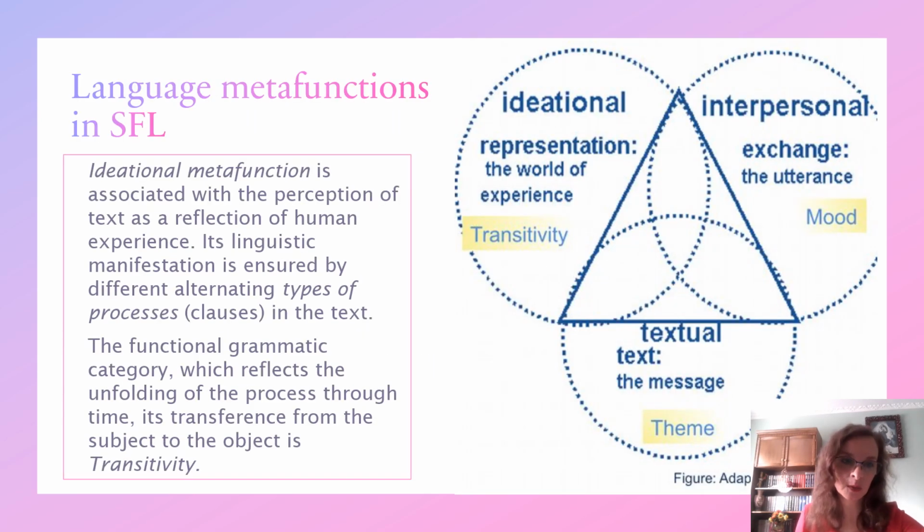Within systemic functional linguistics, they distinguish three language metafunctions: ideational, interpersonal, and textual. Ideational metafunction is associated with the perception of text as a reflection of human experience. Its linguistic manifestation is ensured by different alternating types of processes in the text. And the functional semantic category, which reflects the unfolding of the process through time, its transference from the subject to the object, is transitivity. Thus, the study of ideational metafunction is often referred to as transitivity analysis.